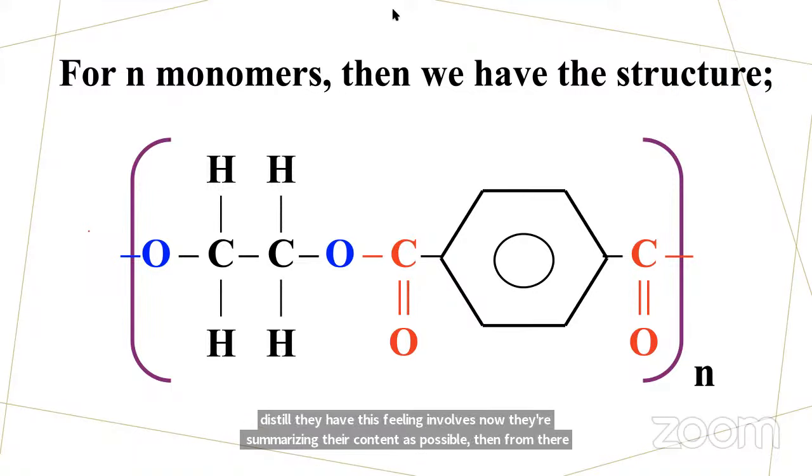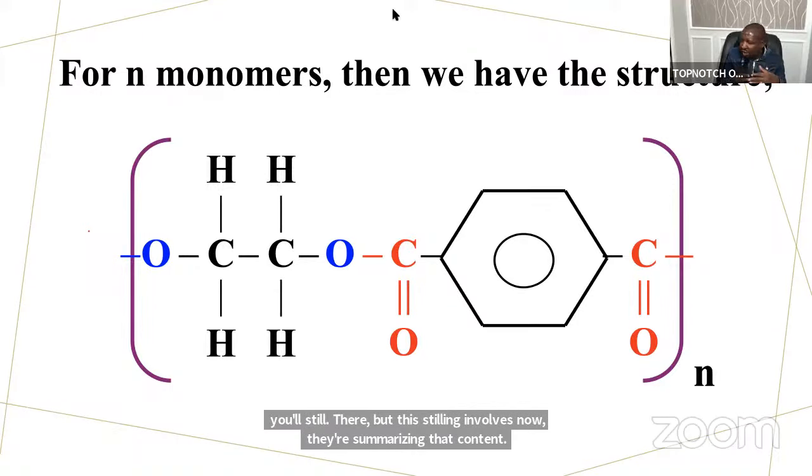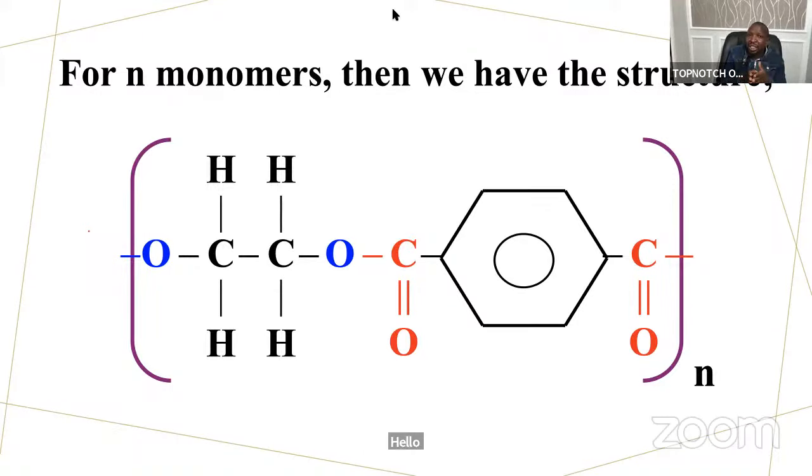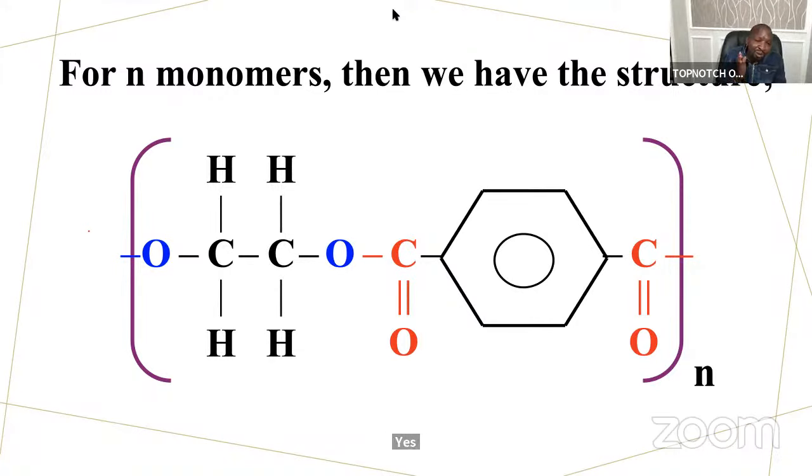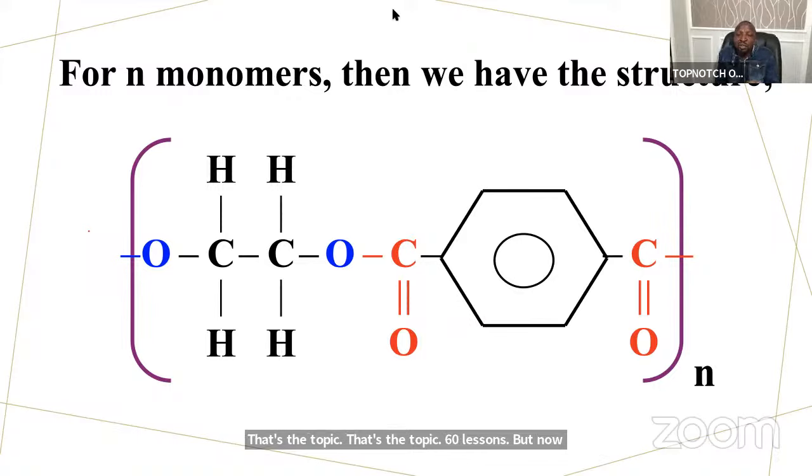The methodology of revision: today, we took organic chemistry. We have tackled the entire organic topic up to polymerization, so much, and we have done it in less than 2 hours. That's a topic that takes about 60 lessons. But now we are revising, so it's like an overview. You cannot revise if you have not read the topic.